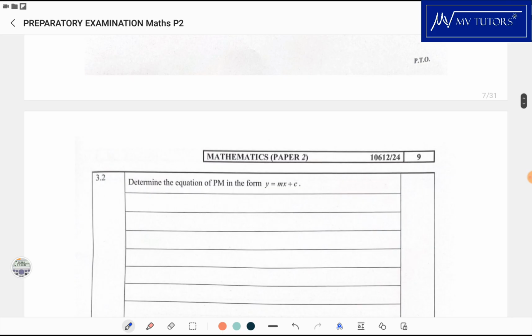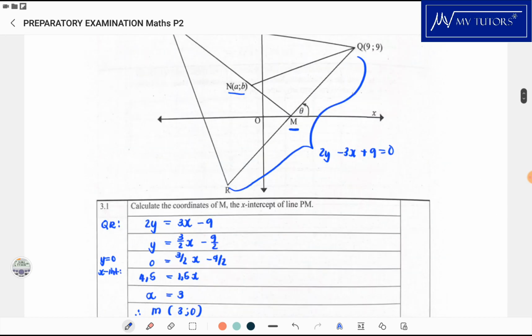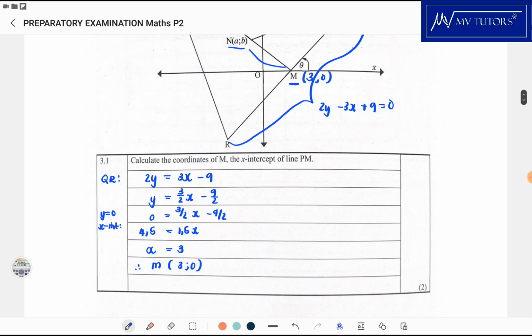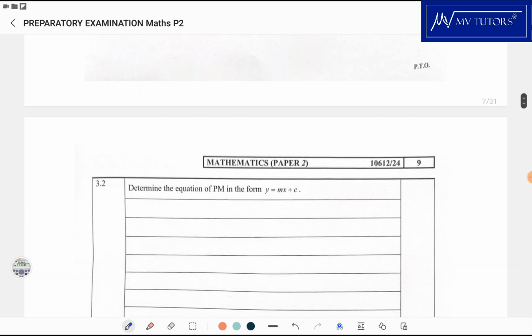Then they say determine the equation of PM in the form of y is equal to mx plus c. So PM, now we're looking for this equation. We have P, and now we just worked out what M is. So we have P at (-9, 12). Let's just write it there.